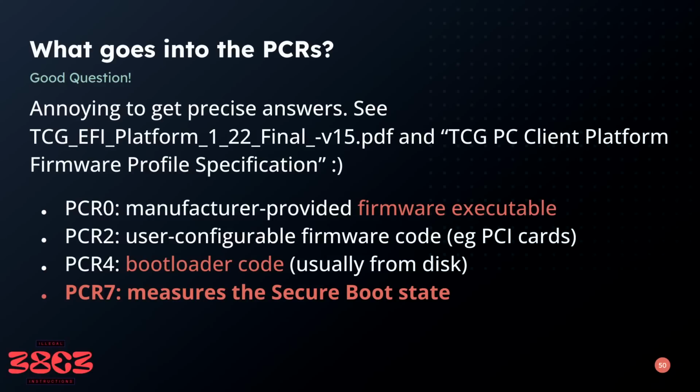We have PCR 0. Firmware executable goes in there. This is just the UEFI code or the BIOS code or whatever. It changes when you update the BIOS. We have PCR 2. This is if you have PCI cards, which provide some firmware. We have PCR 4. That's the bootloader. This is the Microsoft bootloader, the boot manager, which we actually downgraded. The hash of that goes into PCR 4, so downgrades show up there. And PCR 7 is just all of secure boot.